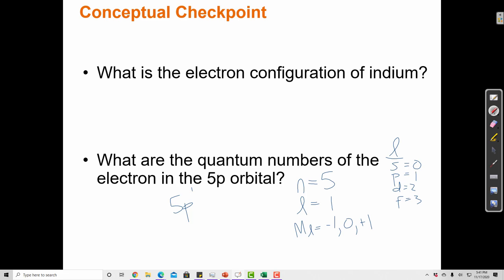If I specified further and I said this is px, then I might say, oh, well, px is minus 1. Or if it's py, py is 0. Or if it's pz, pz is plus 1. But if we haven't specified which of those three it is, it's just p, it could be any of those three. And finally, ms could be spin up, plus 1 half, or it could be spin down, minus 1 half.